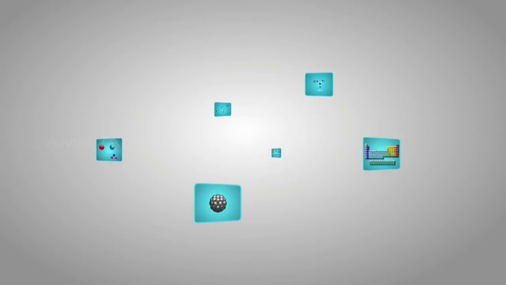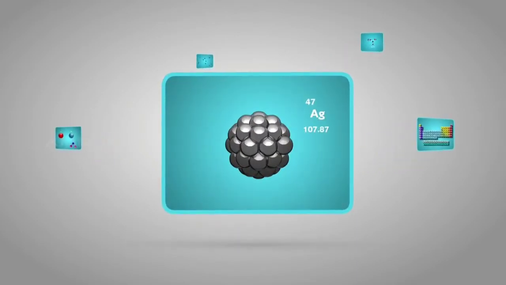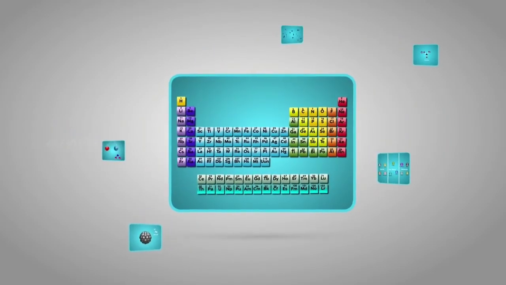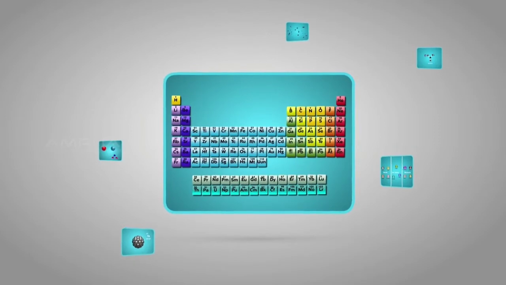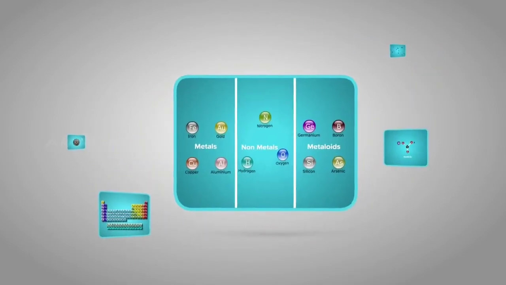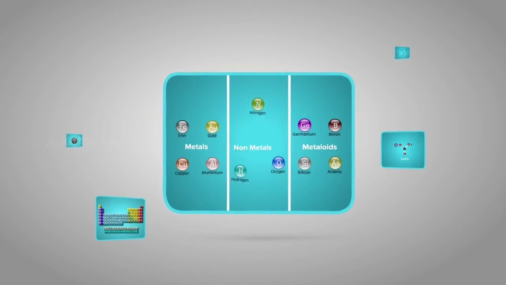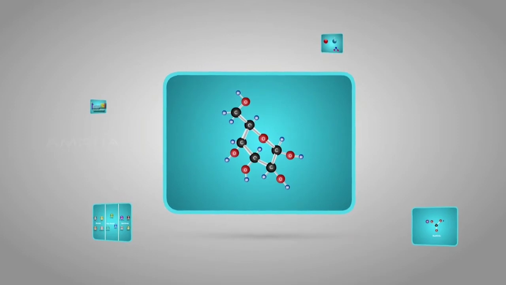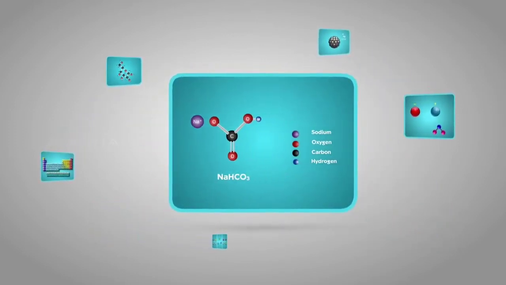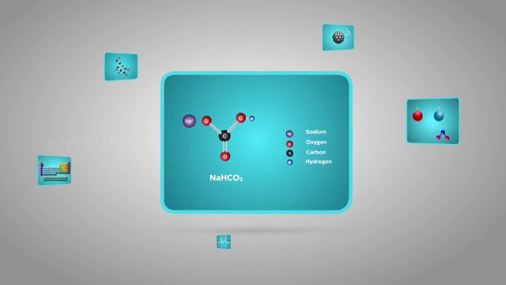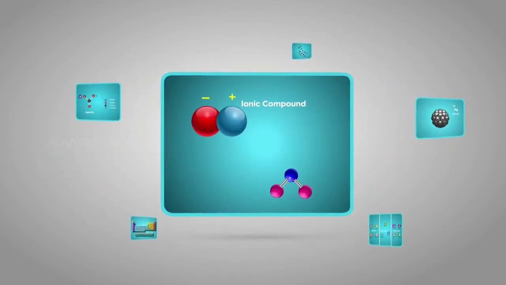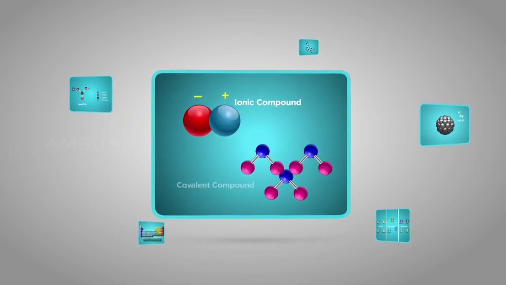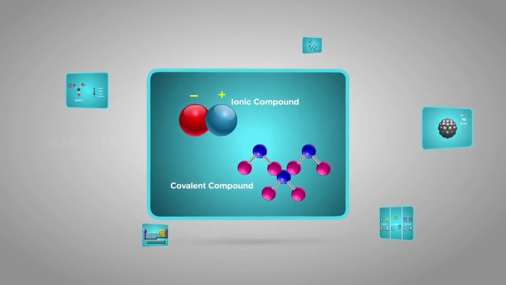Things to remember. Elements are the simplest form of matter and are made up of atoms of the same kind. In the periodic table, elements are arranged in the order of increasing atomic number. Elements can be classified into metals, non-metals, and metalloids. Compounds are pure substances composed of two or more different elements. The properties of a compound are different from that of its component elements. Ionic compounds are formed by the electrostatic force of attraction between oppositely charged ions, and covalent compounds are formed by the sharing of electrons between atoms.